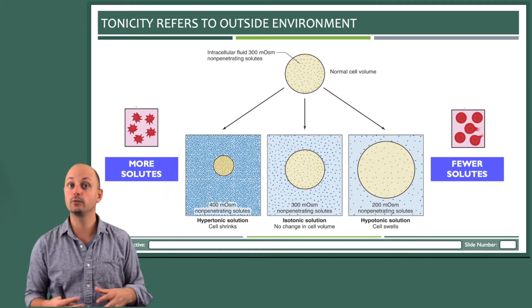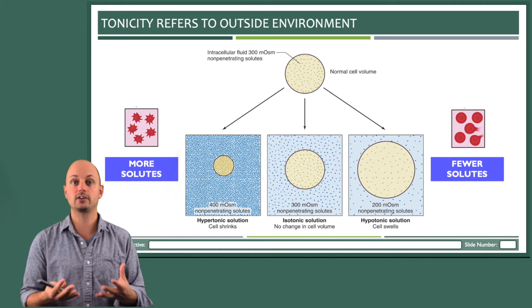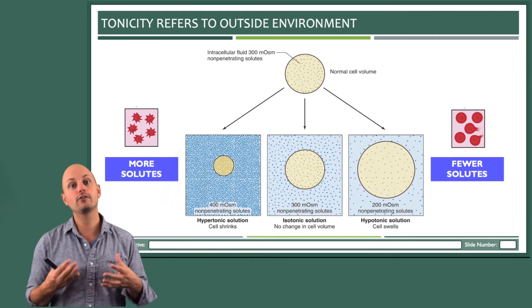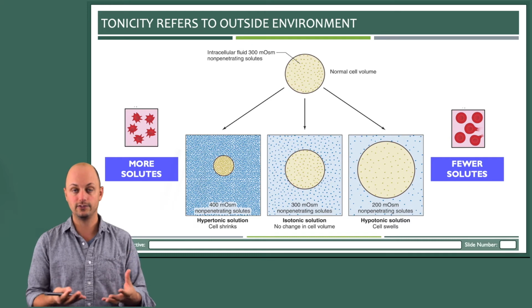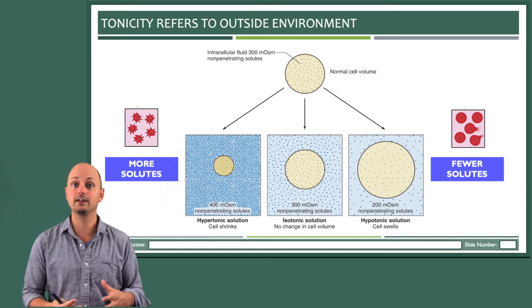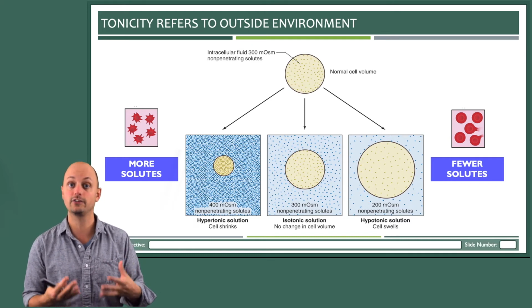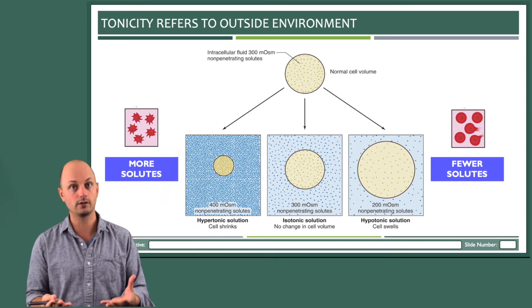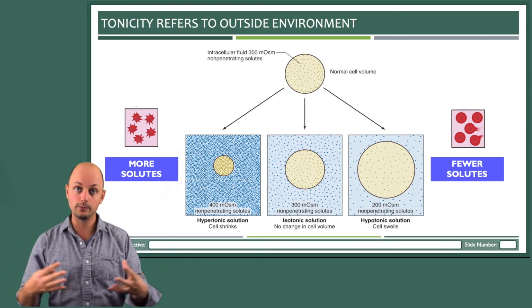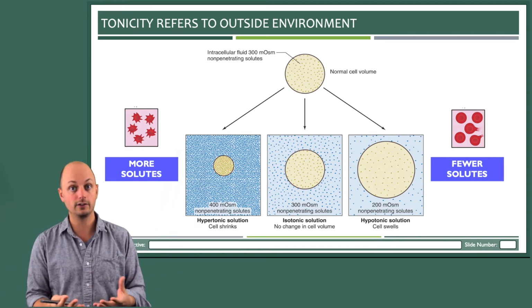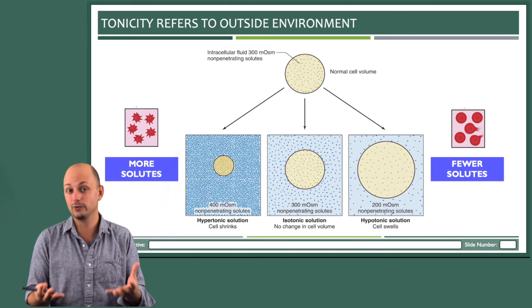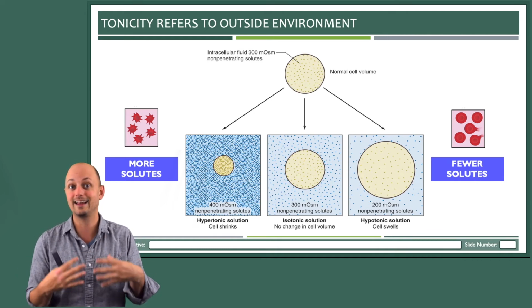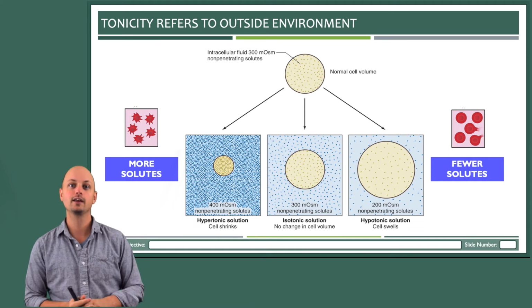In contrast, if we reduce the solute concentration in the extracellular fluid, we create a hypotonic solution. When we have fewer solutes outside of the cell, that means that there is a higher concentration of solutes inside the cell, so there's a lower concentration of water. So in that situation, water comes in, the cell increases in volume, it swells, and usually actually loses its structural integrity, because remember, the plasma membrane doesn't provide any physical protection.